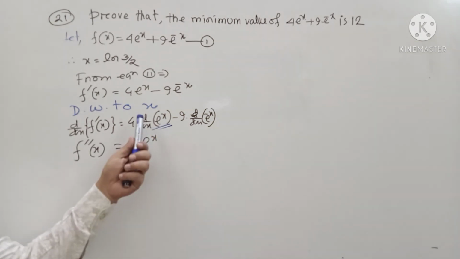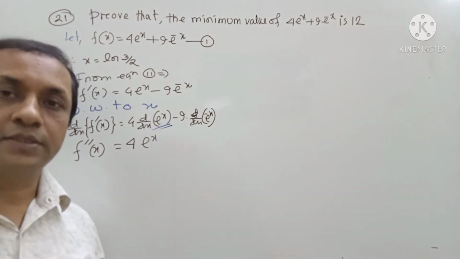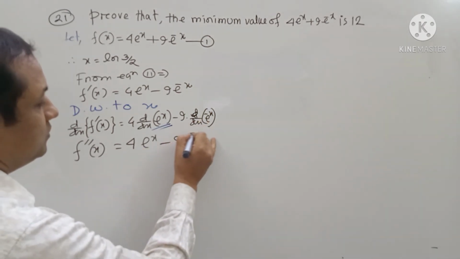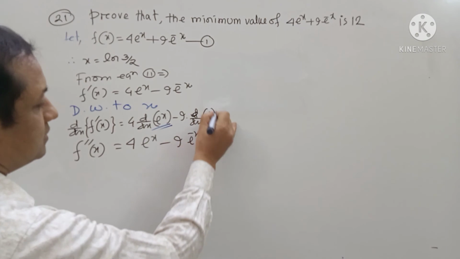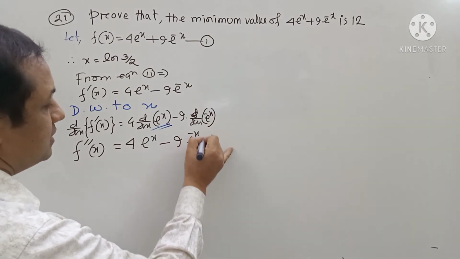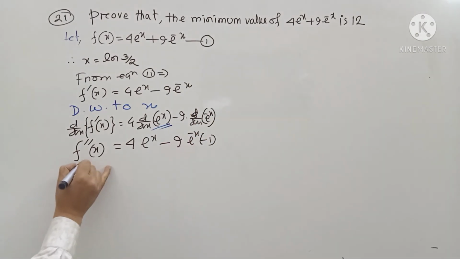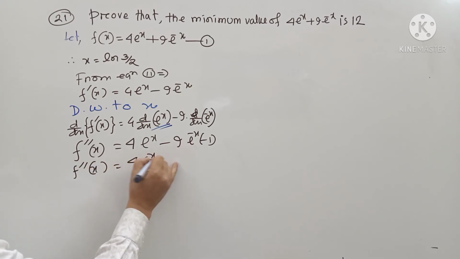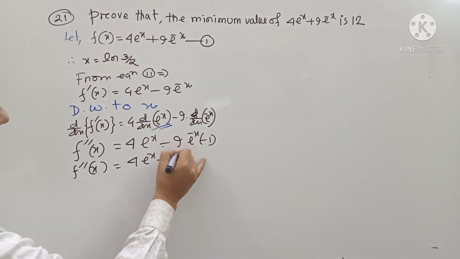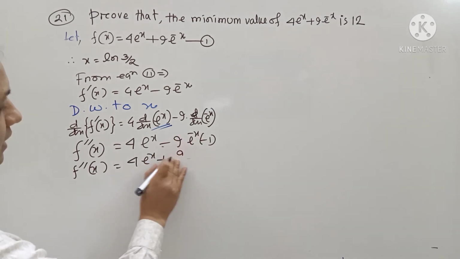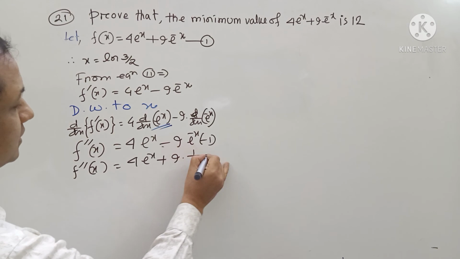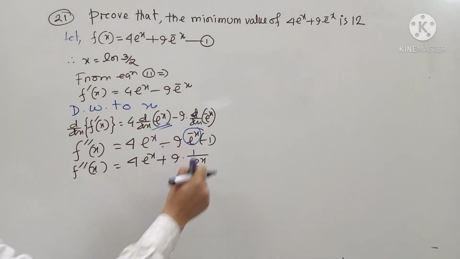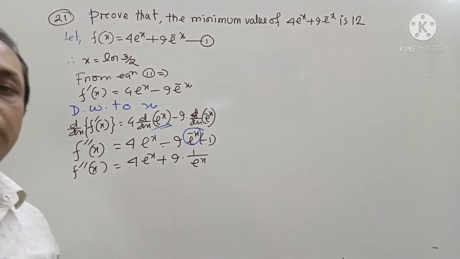Differentiating, we know that d/dx of e to the power x equals e to the power x, minus 9 e to the power minus x. Again differentiation with respect to x, minus x gives minus 1. Now f double prime x equals 4 e to the power x, minus minus will be plus, 9 into 1 by e to the power x. E to the power minus x we can write as 1 by e to the power x.